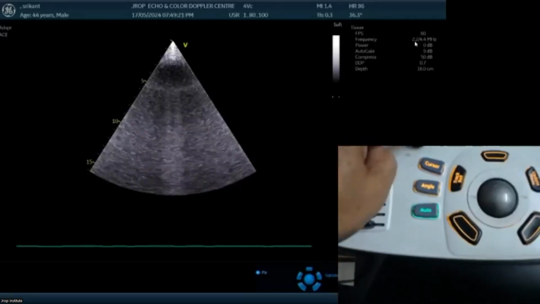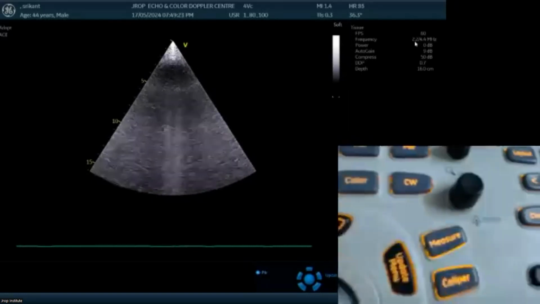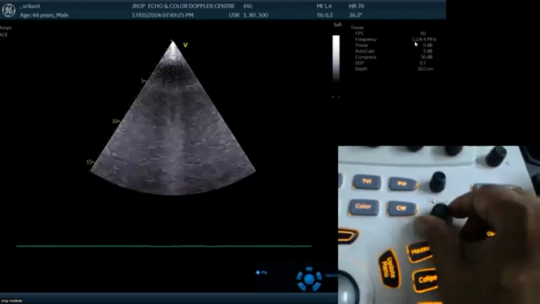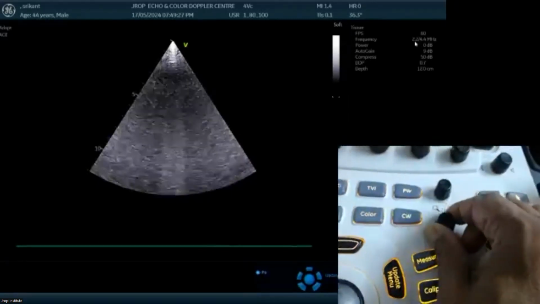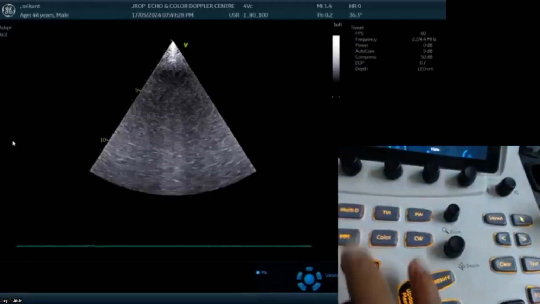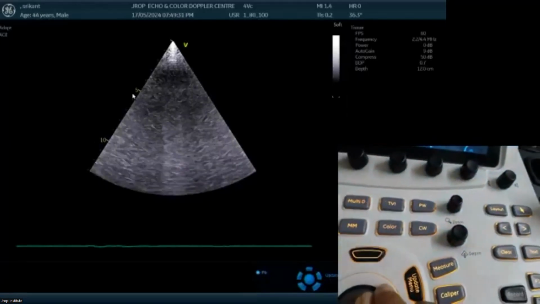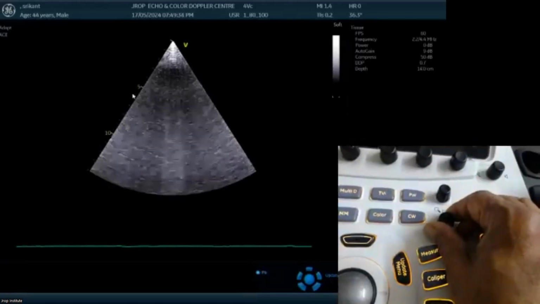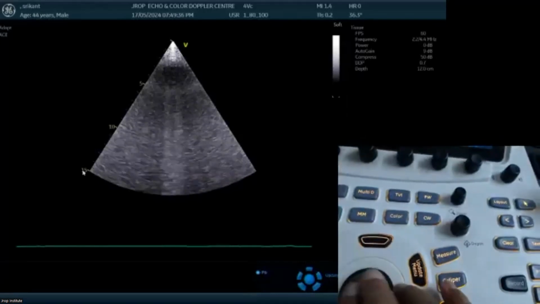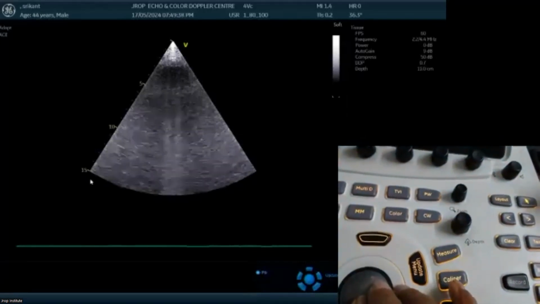Overall gain, 2D gain. There is a word which is known as depth. Now look, I'm changing my depth. Look at this cursor sign which is increasing. This is 10, this is 5. Normally we keep a depth of 15 centimeters, so my image shows 15 centimeters over here.